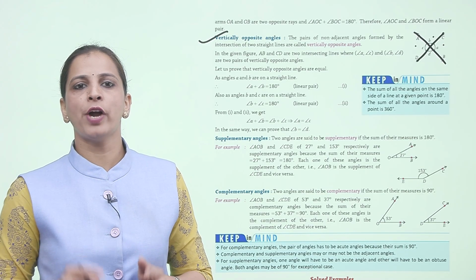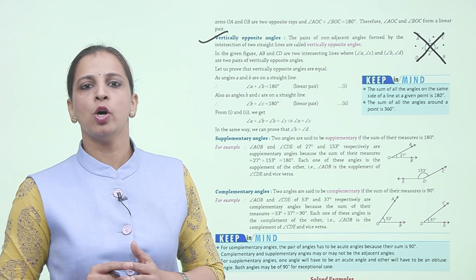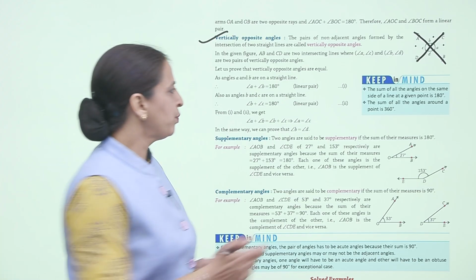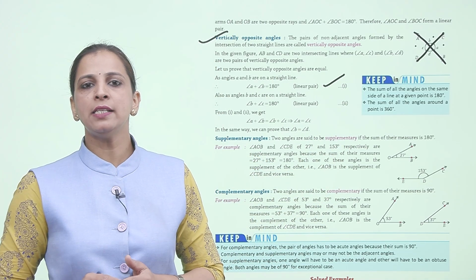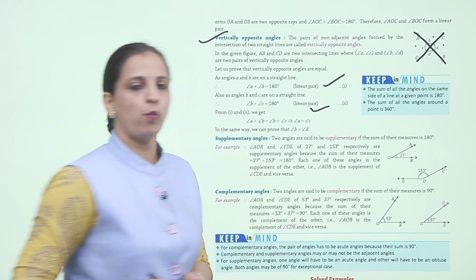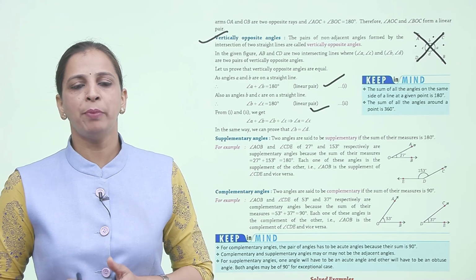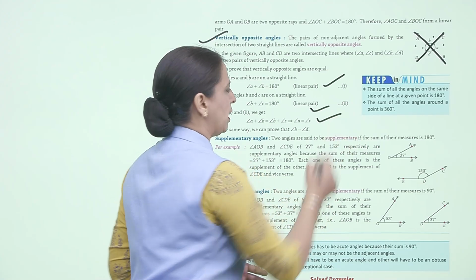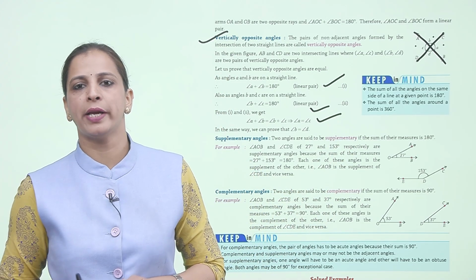Let us prove that vertically opposite angles are equal. As angle A and B are on the straight line, so angle A plus angle B is equal to 180 degree, linear pair hai. Also, as angle B and C are on a straight line, so angle B plus C is also 180 degree, linear pair. From 1 and 2 we get A plus B is equal to B plus C, that is A is equal to C. In the same way, we can prove that angle B is equal to angle D.